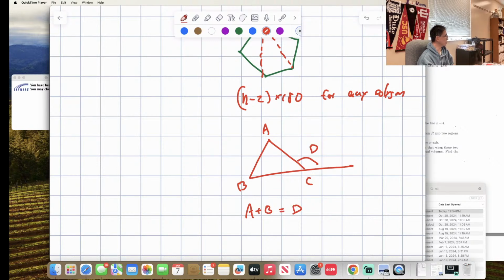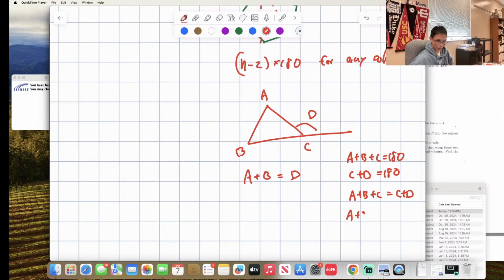It's called the exterior angle theorem, which says one exterior angle is equal to the 2 other interior angles. And the reason being is A plus B plus C equal to 180, right? And what Alex says, C plus D equal to 180. So can we say A plus B plus C equal to C plus D, right? Because they both equal 180. Can you subtract C on both sides? So A plus B equal to D. That means 2 interior angles are equal to the third exterior angle.